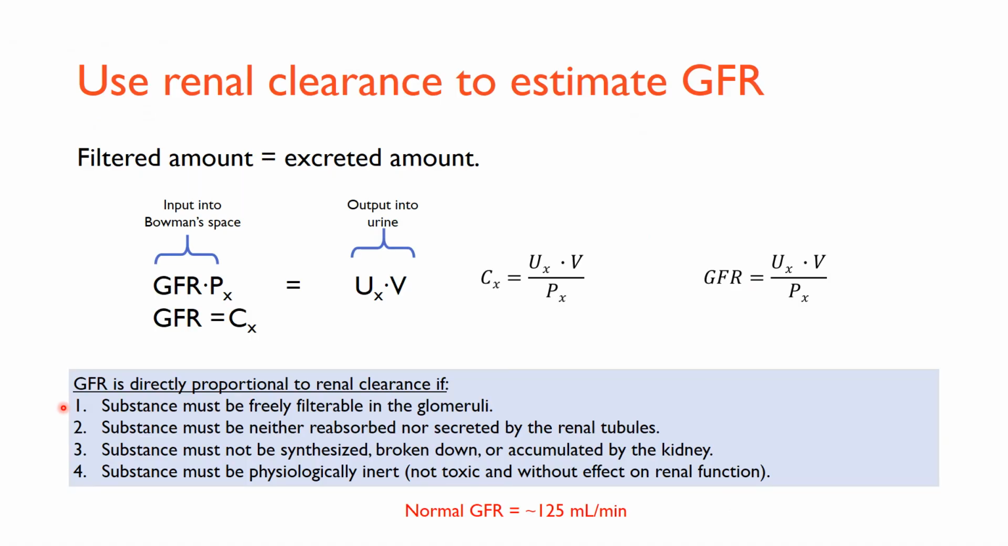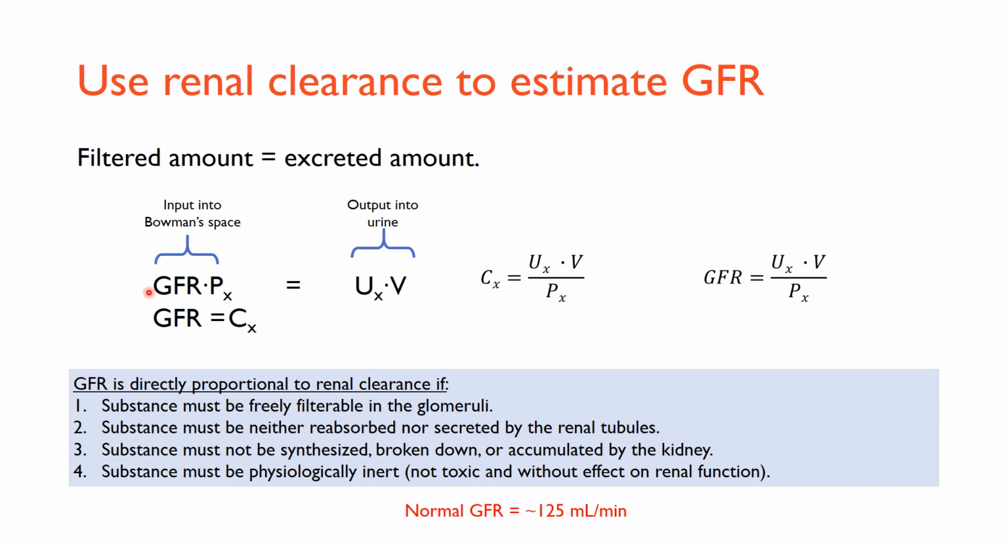So from this, you can use renal clearance to estimate GFR. There are some rules behind when you're able to do that. But in general, if your filtered amount is the same as what gets excreted, so the amount filtered has to equal the amount excreted, then you can say the amount filtered, the input of something into Bowman's space, equals the amount excreted, or the output into urine.